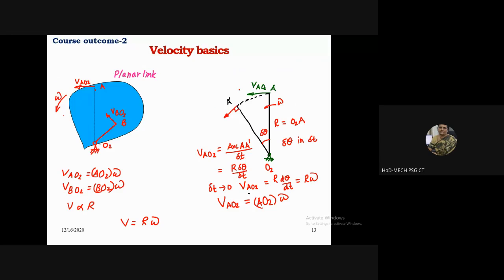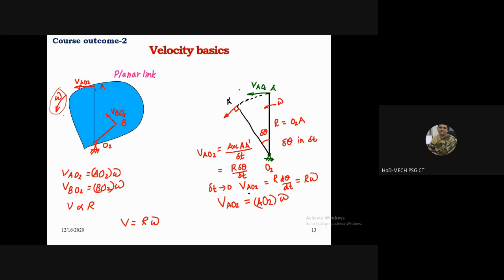Moving on to angular motion, let us initially consider a planar link. So what you see here is a planar link. Okay, and let it be pinned onto the frame by means of a pin joint, a revolute joint at this location O2. Okay, so this point will not be able to move. And imagine this to be rotating about point O2 with an angular velocity of omega in the counterclockwise direction.